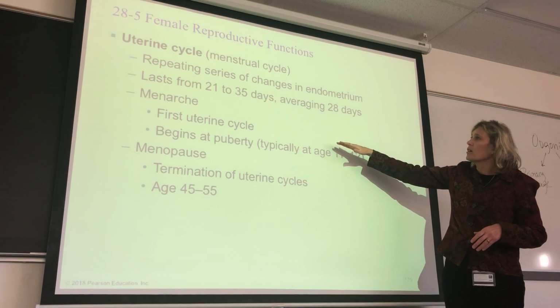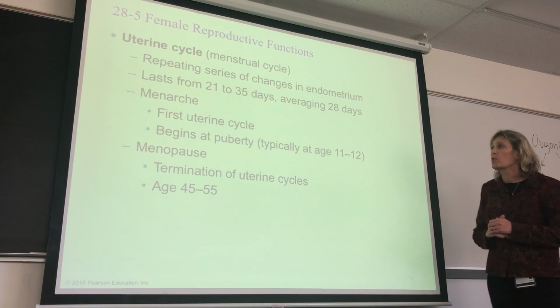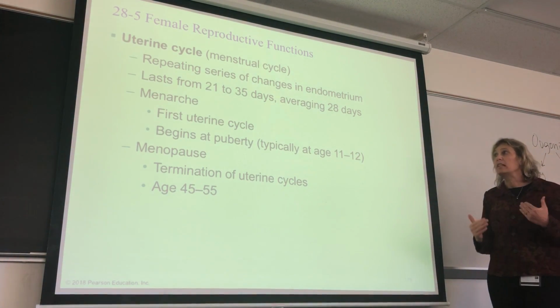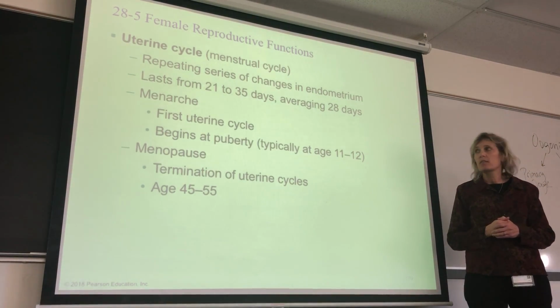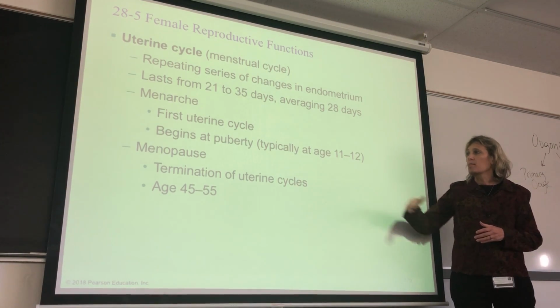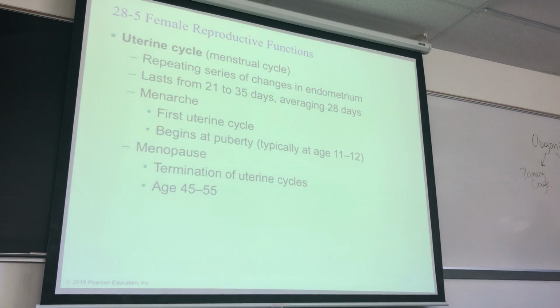There are some terms here. Menarche, that's your very first uterine cycle that a female might have, the very first one where she starts bleeding. That's usually going to start at around age 11 to 12. And then when she stops bleeding, that's called menopause, and that's where her uterine cycles have stopped. And that's usually between the ages of 45 and 55.